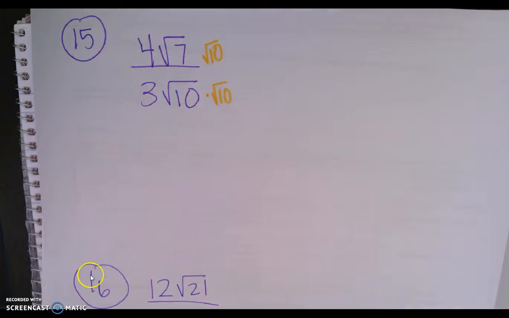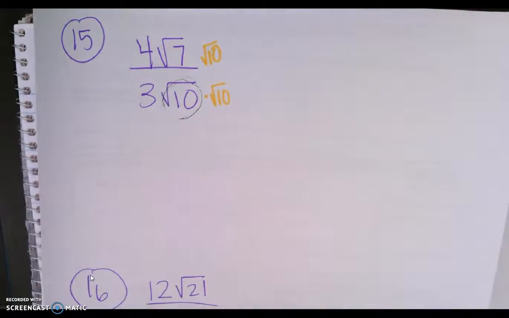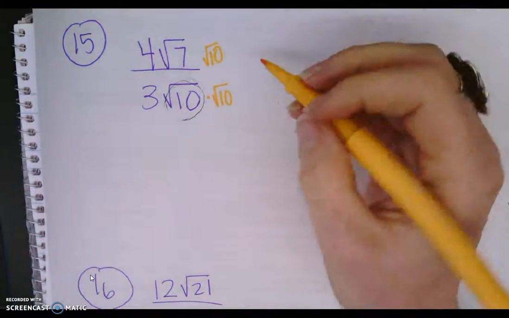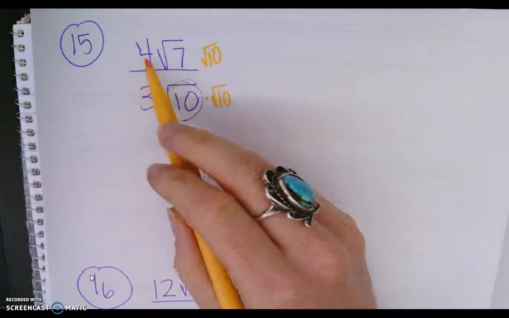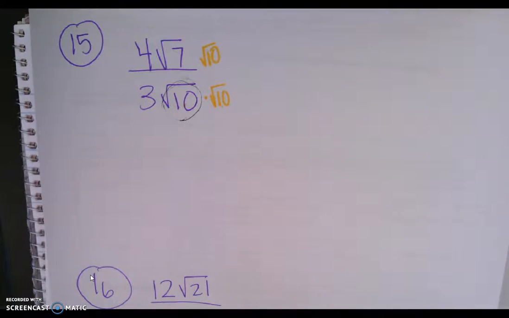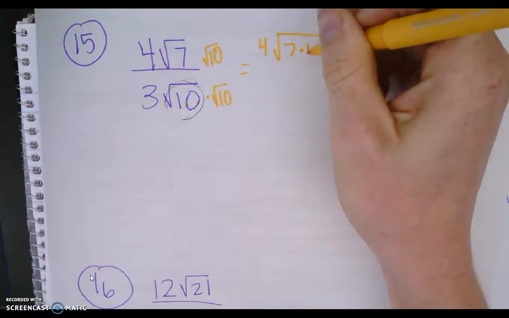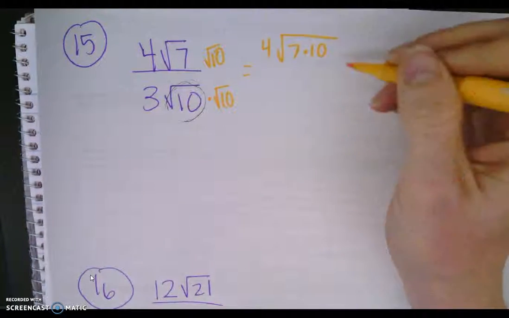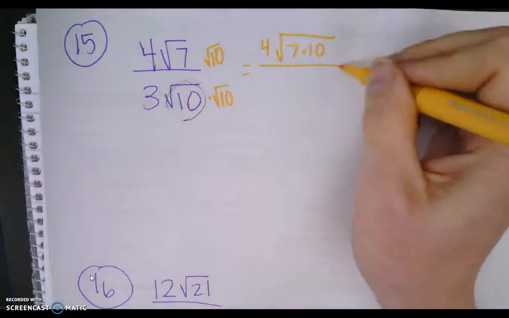Thank you. Okay, the first thing I want to do on slide 15 is notice that I want to get rid of my square root of 10 in the denominator, which means I'm going to multiply numerator and denominator by square root 10. Numbers on the inside only get multiplied by numbers on the inside, and numbers on the outside only get multiplied by numbers on the outside. So here I end up with 4 square root of 7 times 10. You could simplify here, but I'm going to leave them as the factors since I'm going to break them up into factors to see if I can pull out any squares.